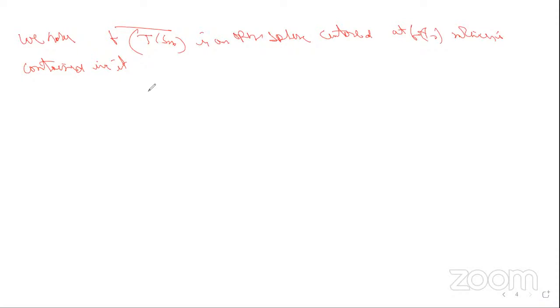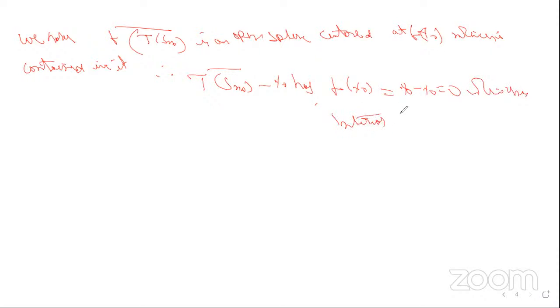Therefore, by definition, T of Sn naught bar minus Y naught has F of Y naught equal to Y naught minus Y naught, that equals 0, which is an interior point. This is equation number 2.